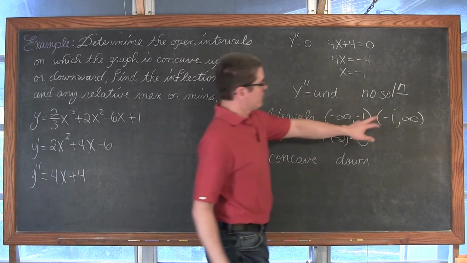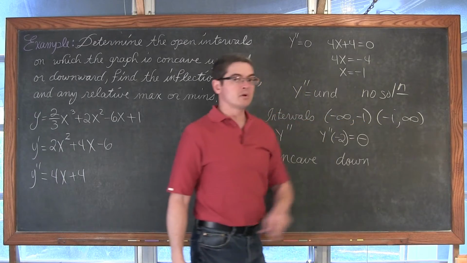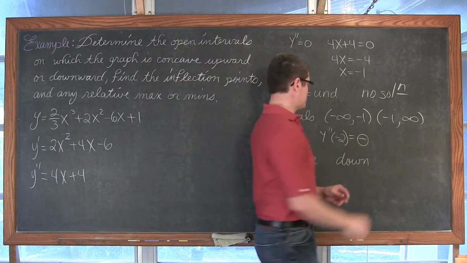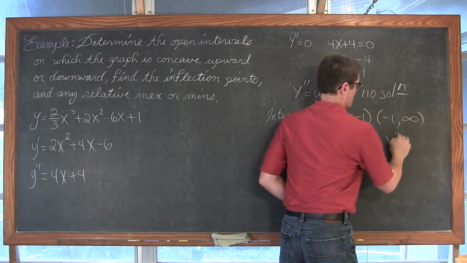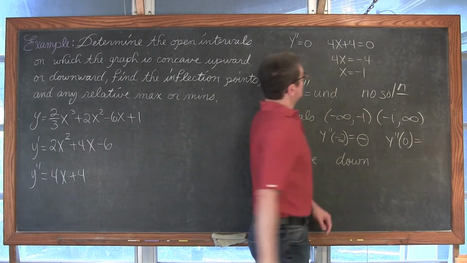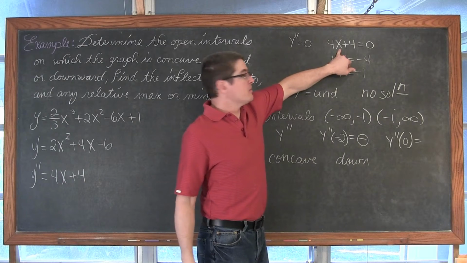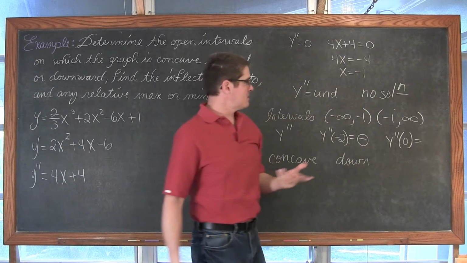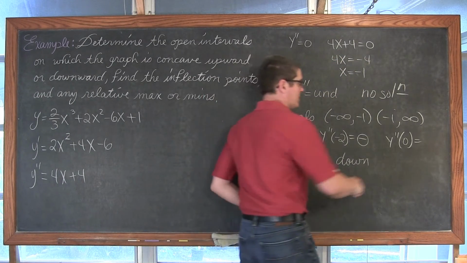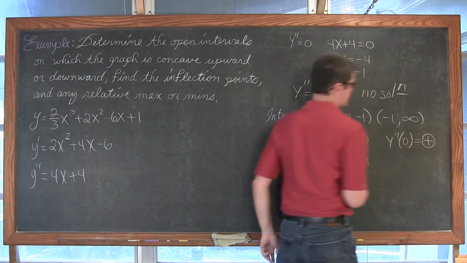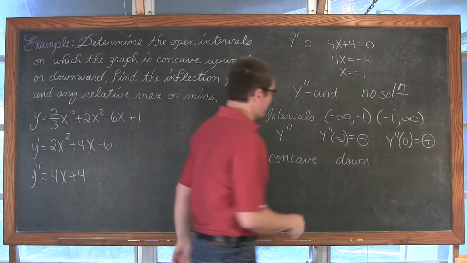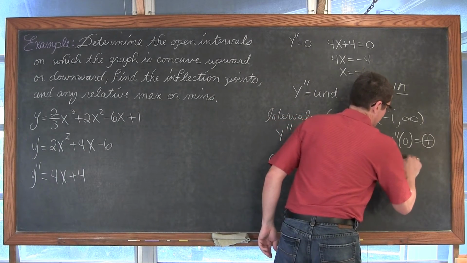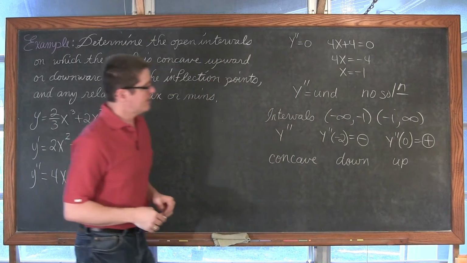And on my interval from negative 1 to infinity, I want to test one point in there, like 0. So y double prime of 0, well, 4 times 0 is 0. 0 plus 4 is 4. And so, it's nice to know it's 4, but really all I care about is whether that is positive or negative. And since my second derivative is positive, then I have a concave up situation on that interval of negative 1 to infinity.